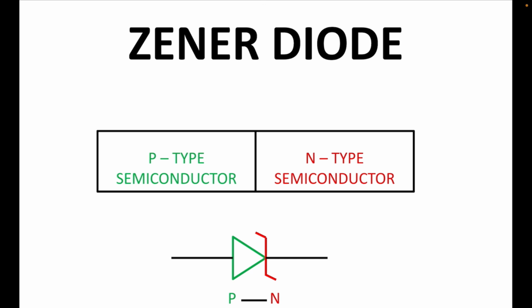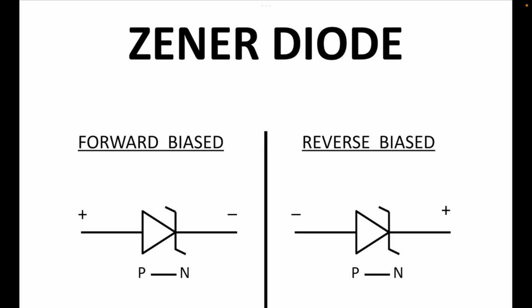It has two portions. One portion is made of p-type semiconductor and the other is made of n-type semiconductor. In symbolic representation, p side of ZENER diode is shown as a triangle and n side is shown as a Z-shaped vertical line.